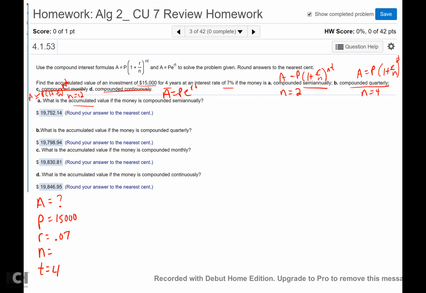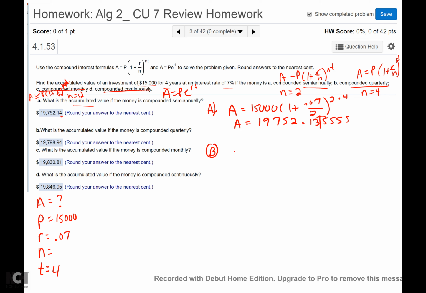If I do A, I'm going to have A equals 15,000, 1 plus my rate, 0.07. For A, my n is 2, to the 2 times 4. So if I type that in very carefully, 15,000, parentheses, 1 plus 0.07 divided by 2, parentheses, caret 8, hit enter, and you get 19,752.13555555. If I round to the nearest cent, that's going to bump it up to a 4.